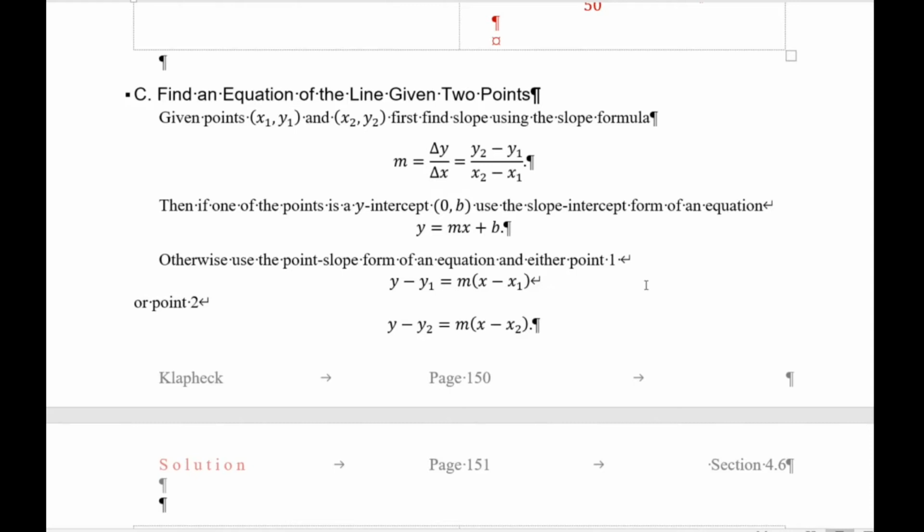Then if one of the points is a y-intercept, so it's 0, b, we'll use the slope-intercept form of an equation. Otherwise, we'll just use the generic point-slope form of an equation, and either the first point, y minus y1 equals m times the difference of x minus x1, or the second point, y minus y2 equals m times the difference of x minus x2.